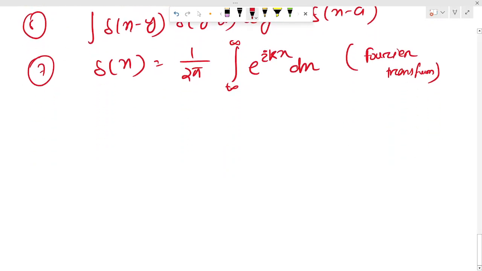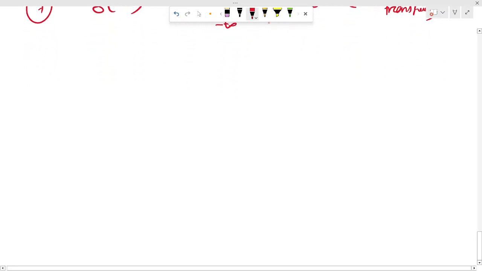We represent δ(x) as 1 upon 2π into integration over minus infinity to infinity e to the power iota kx dx. This one is known as the Fourier transform.